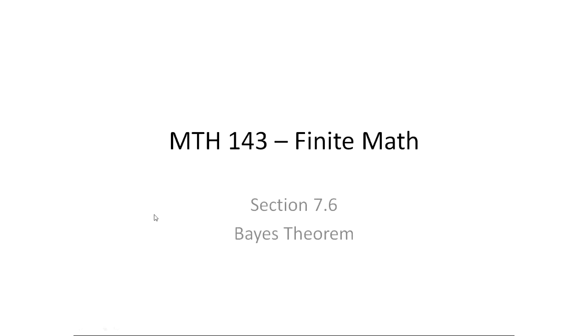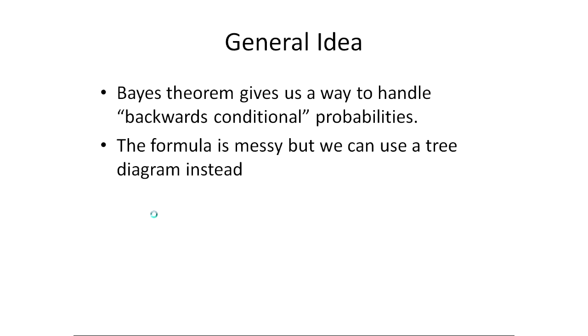In section 7.6, we learn of a way to handle what I would call backwards conditional probability, and that's called Bayes' theorem. Backwards conditional, I'll have to explain that in just a minute, but it'll make more sense as we talk about it. And you have the formula in your textbook, and so your textbook shows you very nice ways to work with the formula.